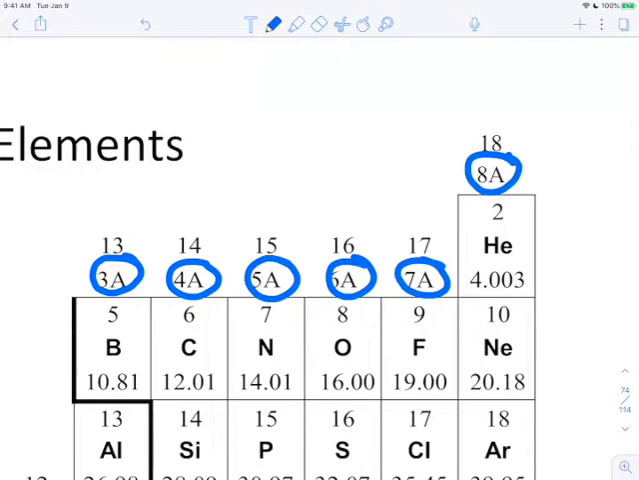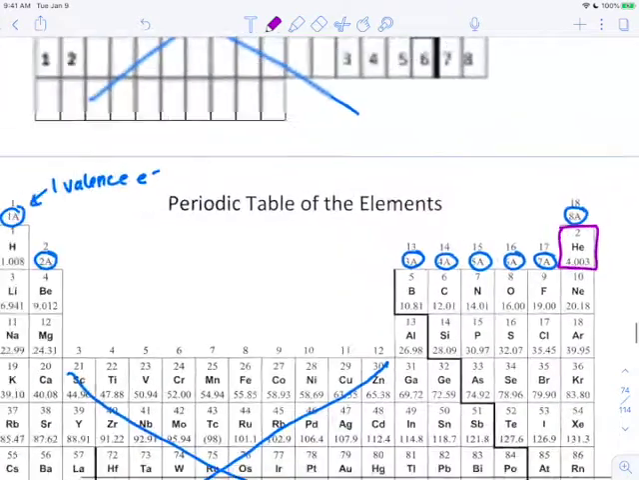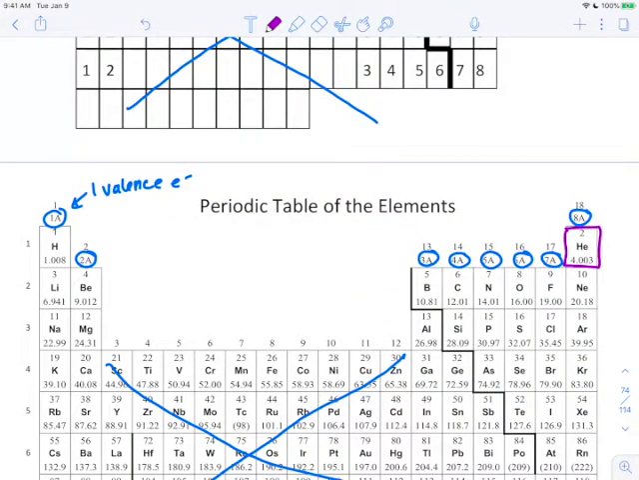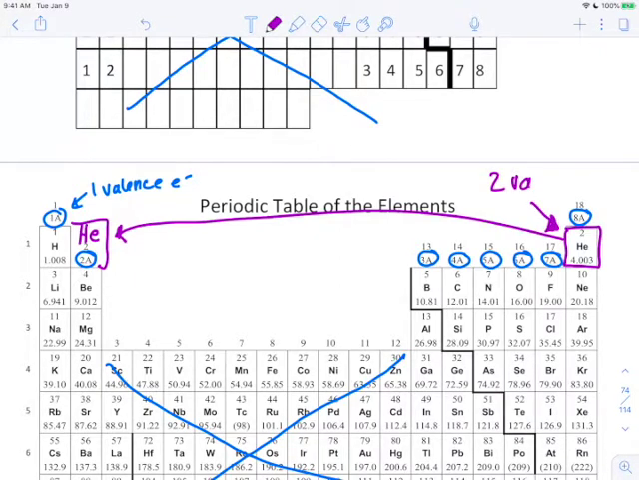But the problem with this method is that pesky little helium. Helium's a noble gas, but remember it has another home. That other home was right over here. Helium has 2 valence electrons. So the rule of looking to the top of the column to get your valence electrons works perfectly except for helium. You've got to remember helium is an S block element and it has 2 valence electrons. Like so.